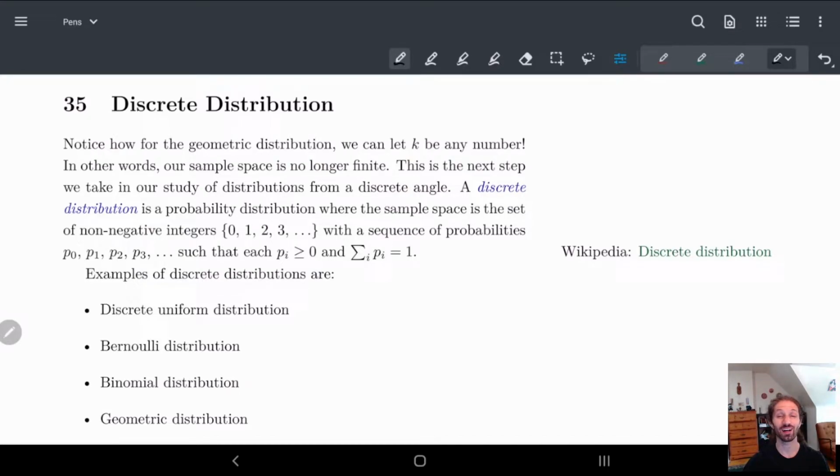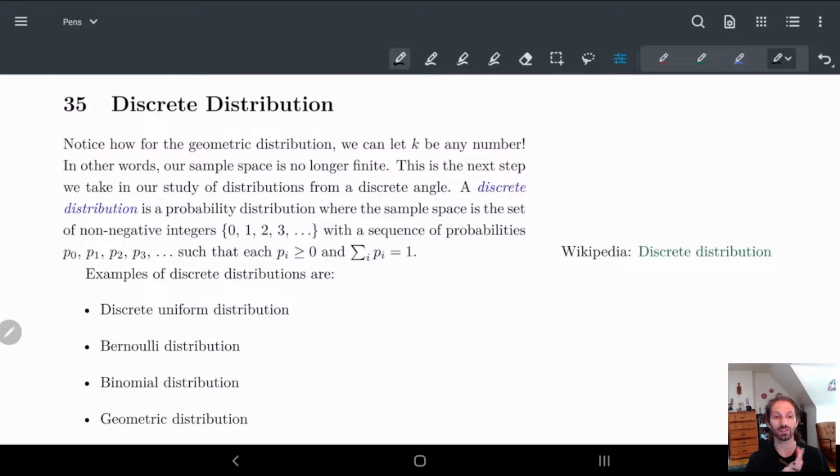Hi all. So in this video, we're going to be talking about discrete distributions. In the last video, we talked about geometric distributions, and one of the things we can notice is that we can let k be any number. In other words, we don't necessarily have some finite thing. We can let it be any arbitrarily large number.